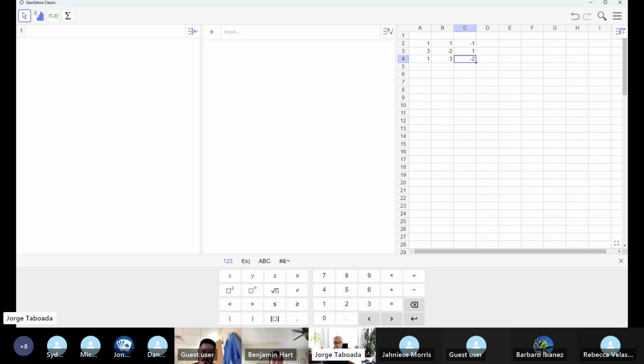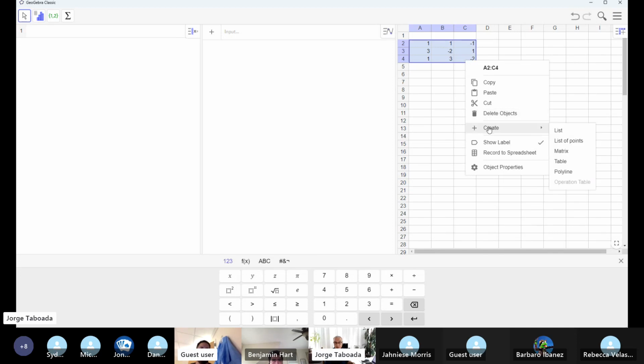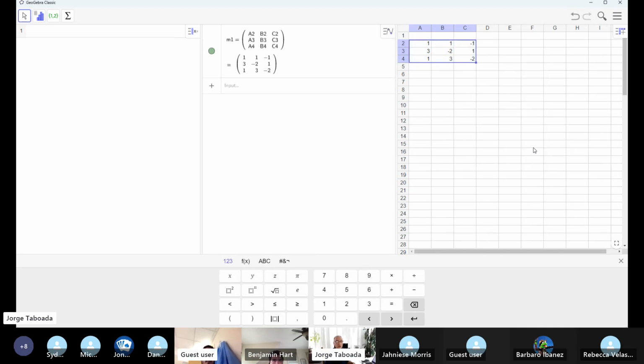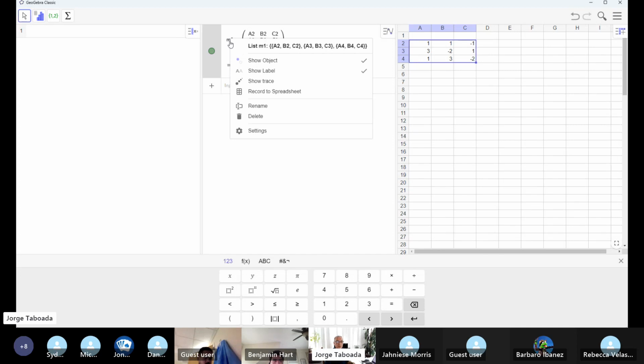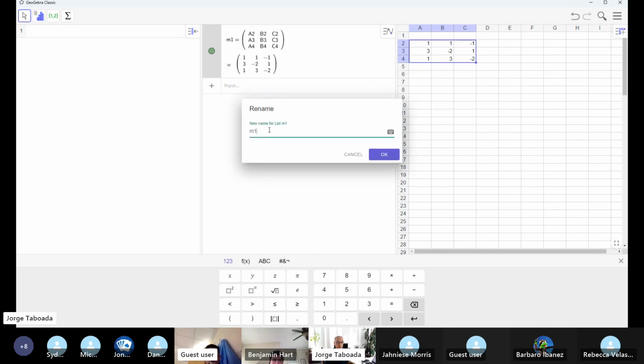Okay, so now I take advantage. Why not? I want to create the matrix. You select the numbers, the array of numbers, create a matrix, and rename, of course, because I want to put a capital A.